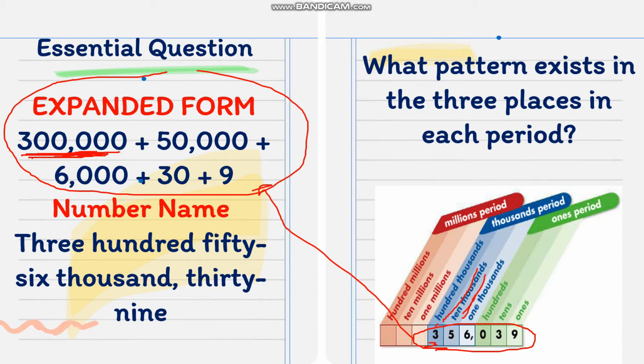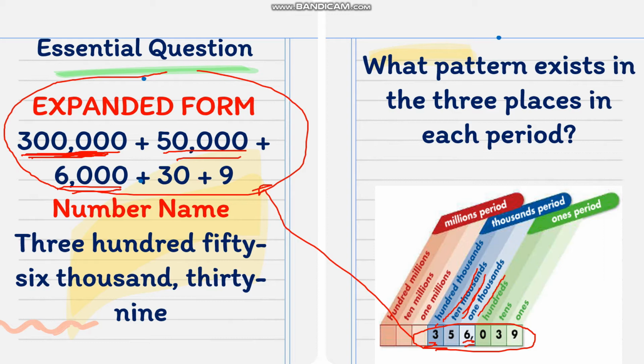Multiplied by 10,000 is equivalent to 50,000. Then another is 6. 6 is in the 1,000s place. So 6 multiplied by 1,000, that is equivalent to 6,000. So 0, we're not going to include because 0 has no value. So if you see 0 from the given, no need to include if you're going to change it into expanded form. So let's proceed to the next digit, which is 3.